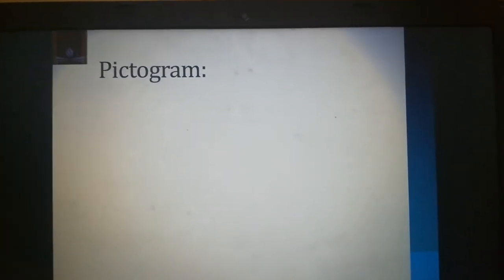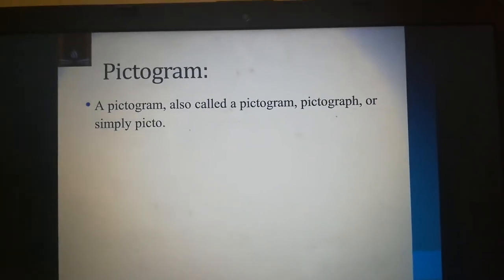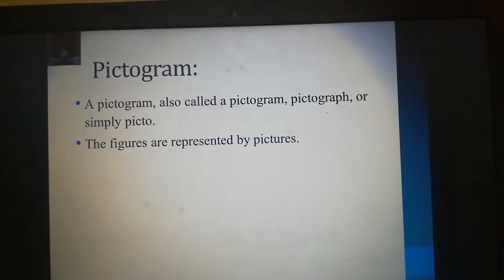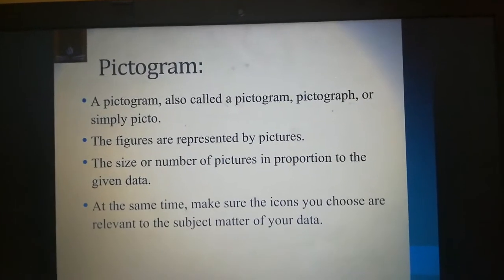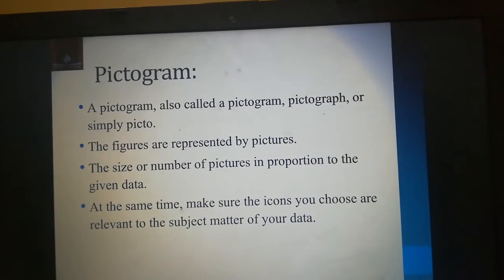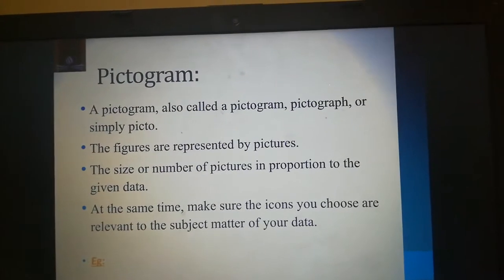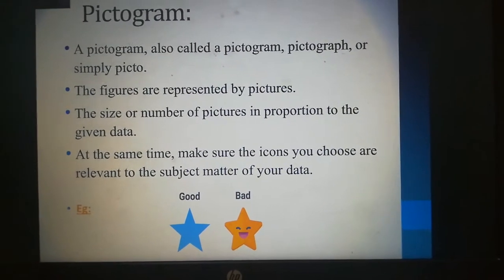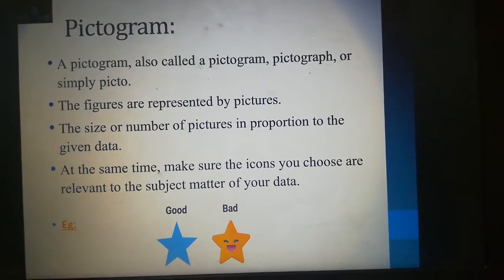Next, a commonly used diagram is the pictogram. It's nothing else but representation by pictures. Simple pictures and figures are represented, and the size or number is in proportion to the data. At the same time, make sure that the icon used is relevant to the subject. For example, happy or sad, good or bad, can be represented by a picture. That's about the pictogram, a commonly used one.